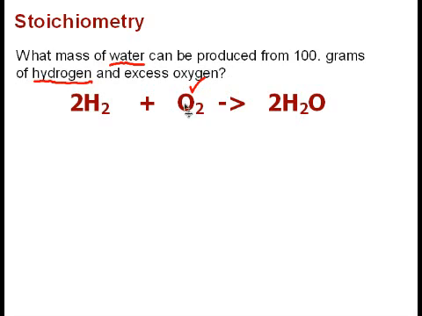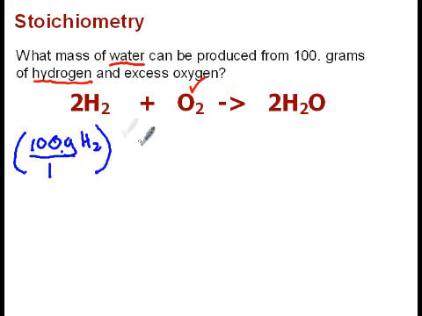Sometimes this type of problem is called a mass-to-mass conversion, because we're converting from the mass of hydrogen to the mass of water. We can't do that in one step, so that's where the stoichiometry comes in. We're going to set this up as a factor labeling problem. First, we look at what's given. We have 100 grams of H2, and we put that over 1.